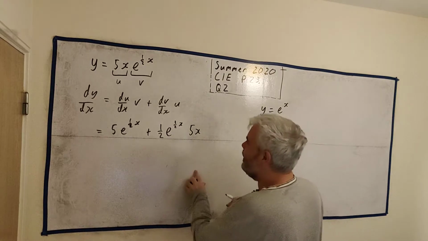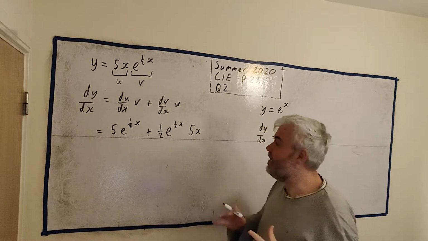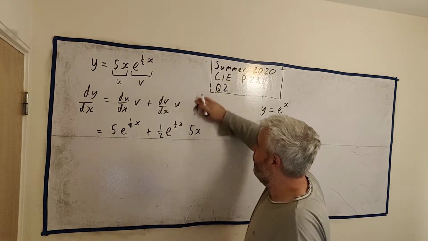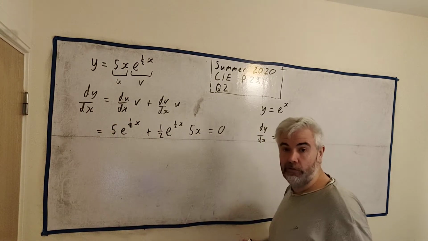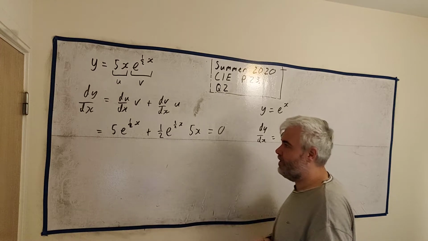Okay, so this is dy/dx. Now remember, we're asked for a stationary point. That means, well, I won't write it on that line, that means dy/dx equals 0. That's how we find the stationary point.